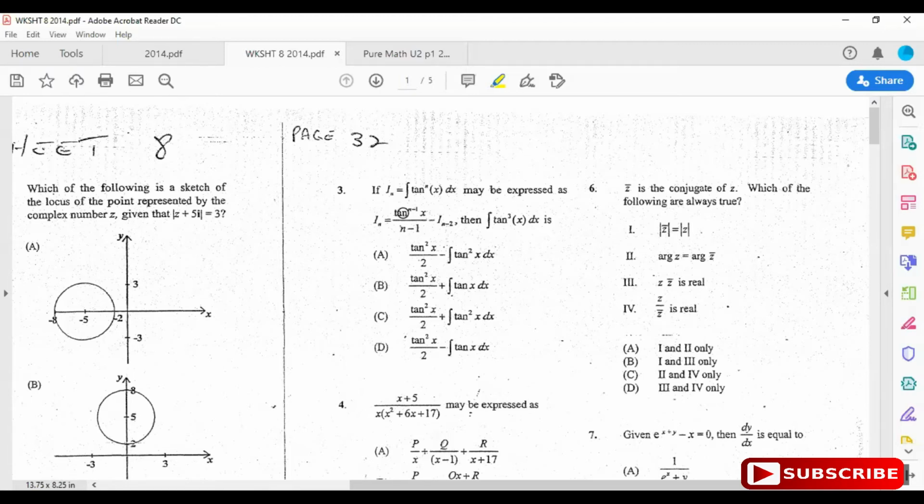So we get tan squared over 2 minus, and we put 3 in for n again, and then we get 3 minus 2, which is just I_1. I_1, meaning when n is 1, will just be tan x. So we're looking for tan squared x over 2 minus tan x. That is D. Easy question, nothing there to do.